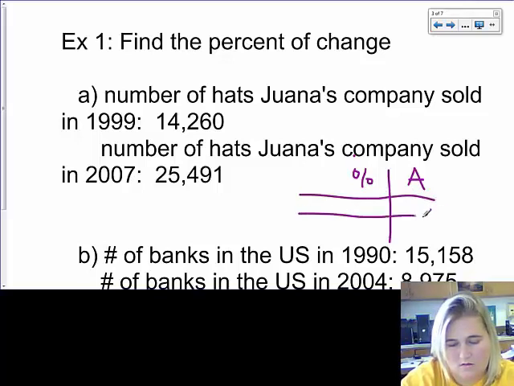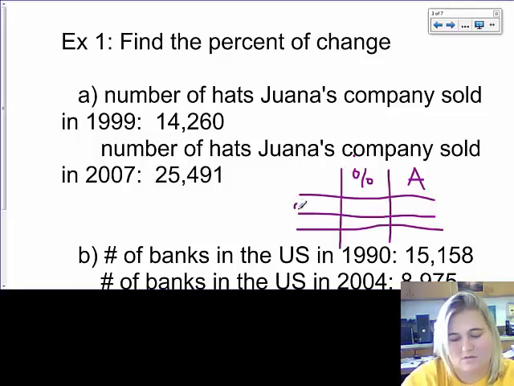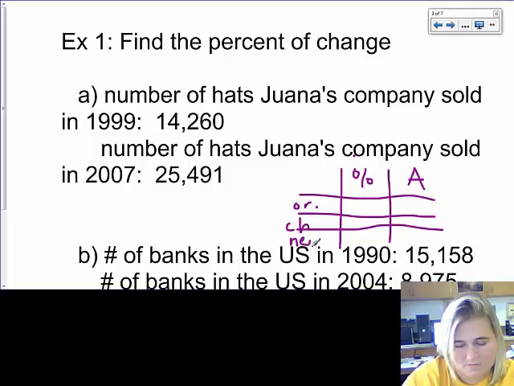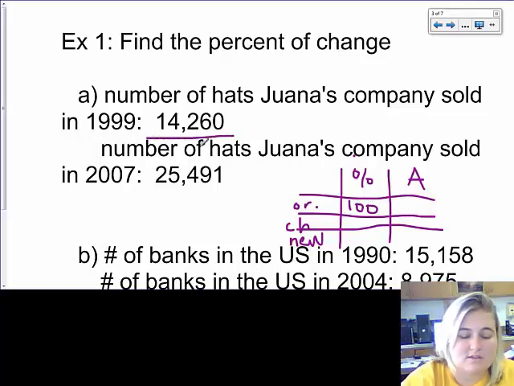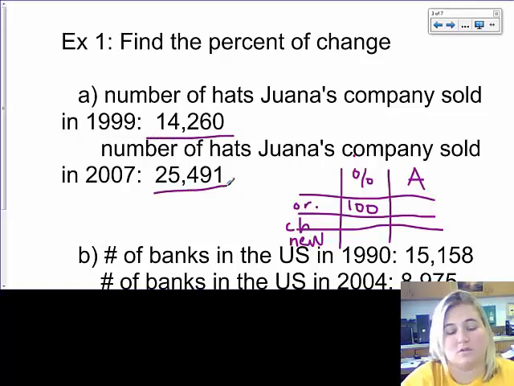We have to have the 3 separate rows, excuse me, and we have the original, the change, and the new. Okay, and we can always fill in 100% as the original percent. Always. Now, it says in 1999, 14,260 were sold, and in 2007, 25,491 were sold. And it wants me to find the percent of change.